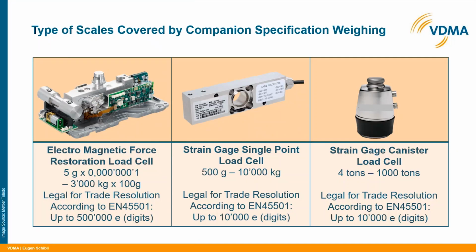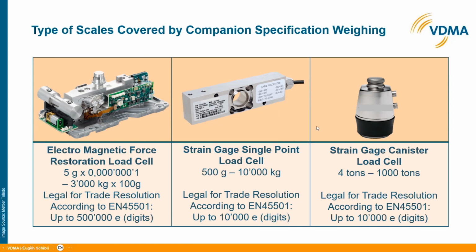Okay, so first a brief introduction to the weighing technology. On the left-hand side, you see an electromagnetic force restoration load cell. This is actually the highest resolution load cell. It can measure 5 grams down to a tenth of a millionth of a gram, and it goes up to 3,000 kilograms to a readability of 100 grams. And it is possible to have legal for trade resolution according to the standard EN 45501 of 500,000 e, or digits or increments, however you're used to say.